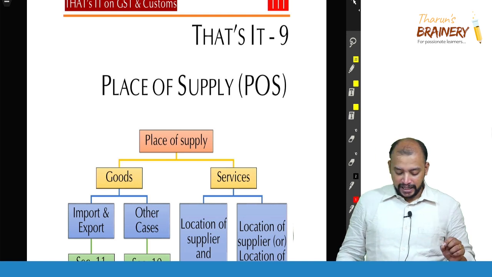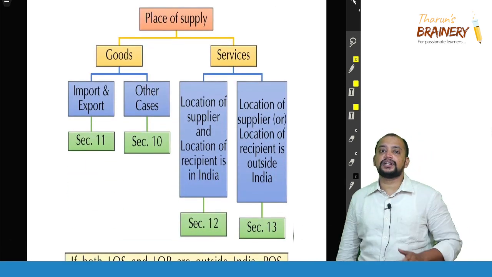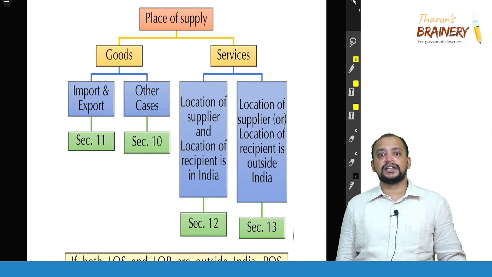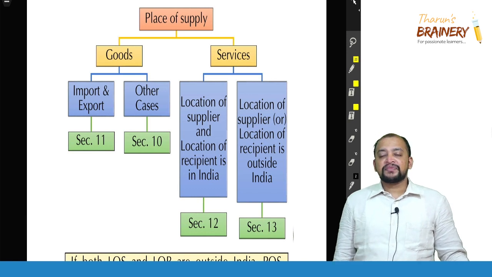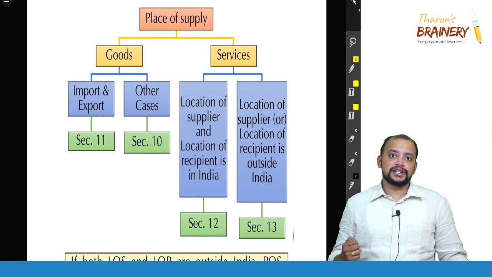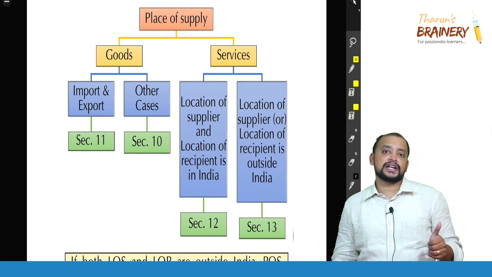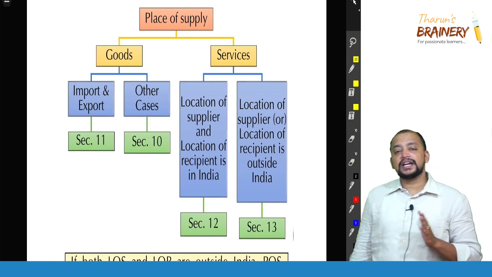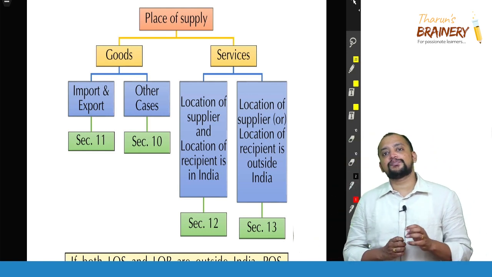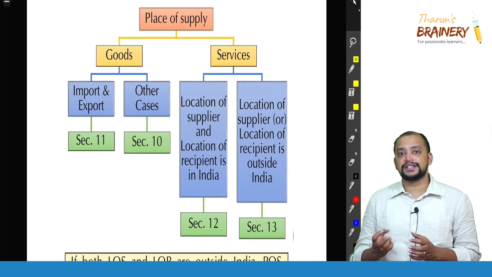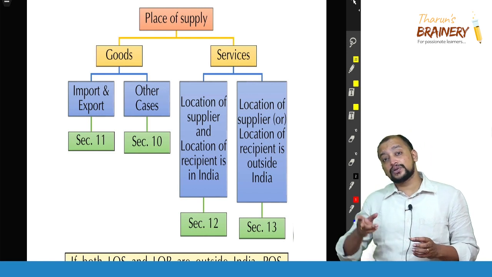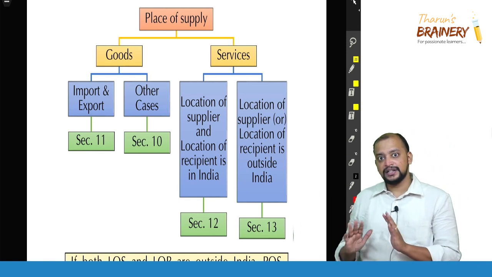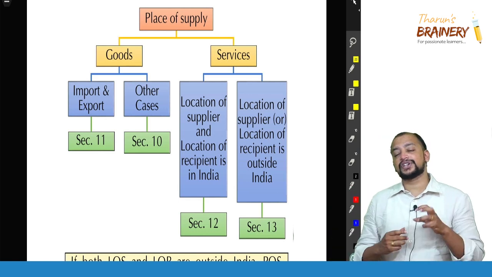So this place of supply in case of goods is given under section 10 and 11 of IGST Act. In case of services it is given under 12 and 13 of IGST Act. In case of goods, if it is domestic transactions, section 10. If it is international transaction, meaning imports and exports, that is 11. And in case of services, if both location of supplier and recipient are in India, section 12. If either location of supplier or location of recipient is in India and the other is outside India, then it is 13. So which section is applicable in which case, you need to know.